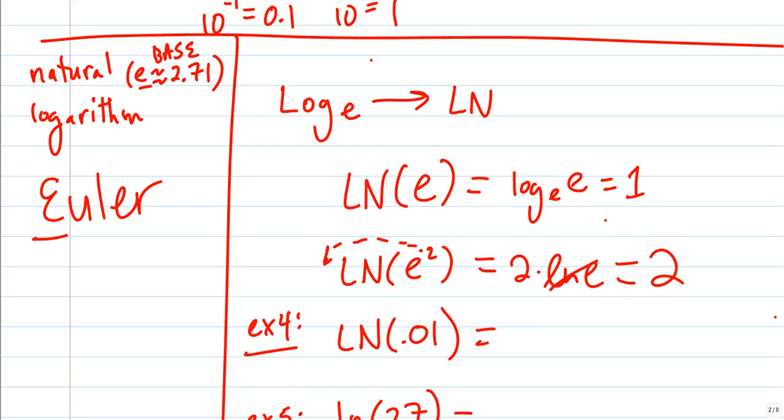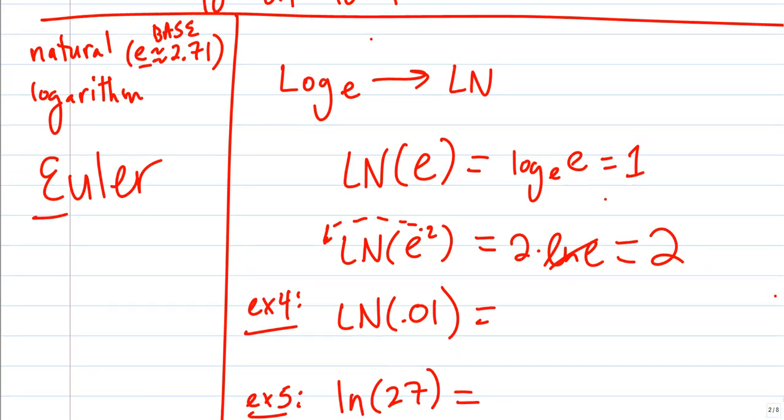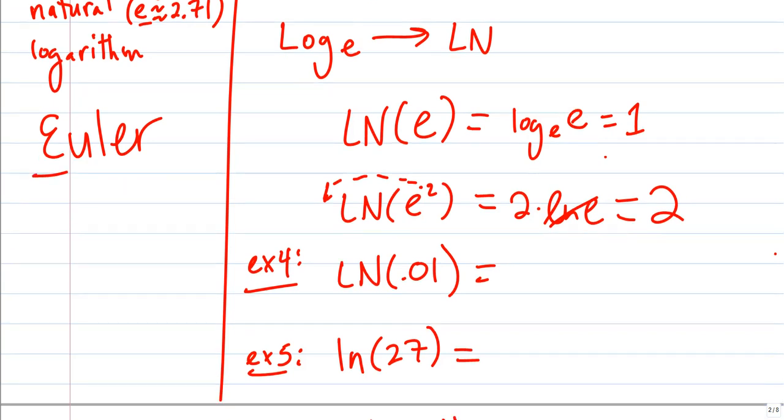What's the natural log of 0.01? Well, that's going to be negative. Same idea with the tens. 2.71 to what power makes a decimal, a negative exponent? So don't freak out about this. You've got a calculator. What's the natural log of 0.01?